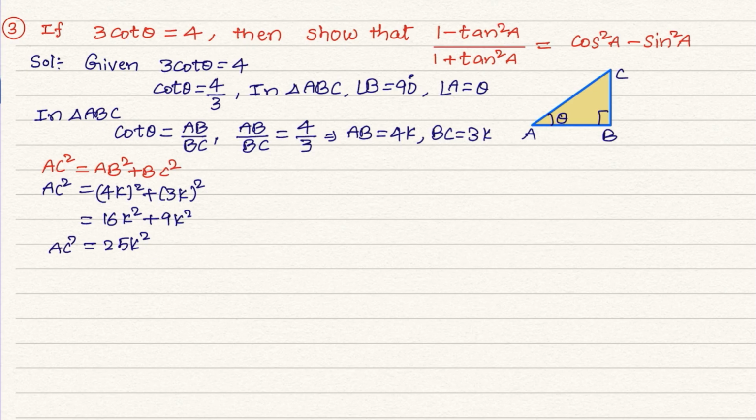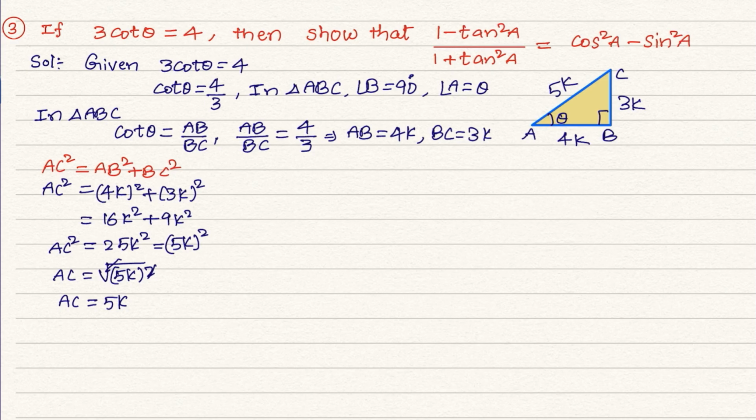This is AC square, but this 25K square can also be written as 5K whole square. So finally, what is AC? AC is equal to root of 5K whole square. Square root will be cancelled. So we got AC is equal to 5K. Now we know BC is equal to 3K and AC is equal to 5K and AB is 4K. We will substitute all these values. So here what we need? We need tan A, cos A, sin A to prove LHS and RHS equal.